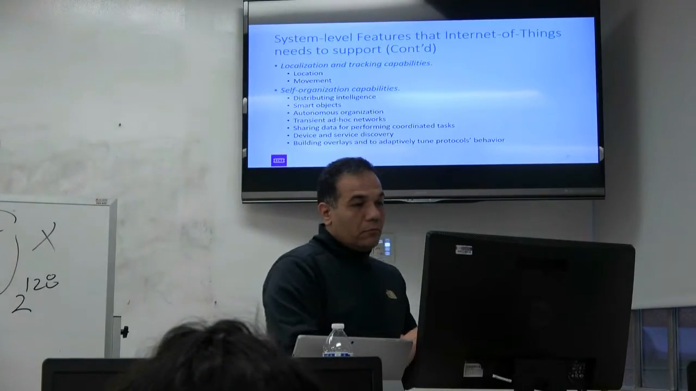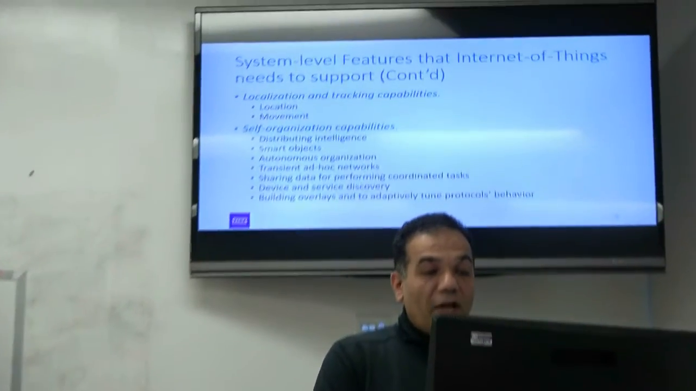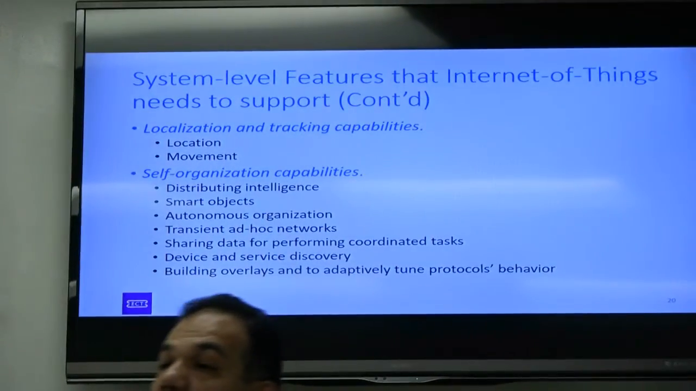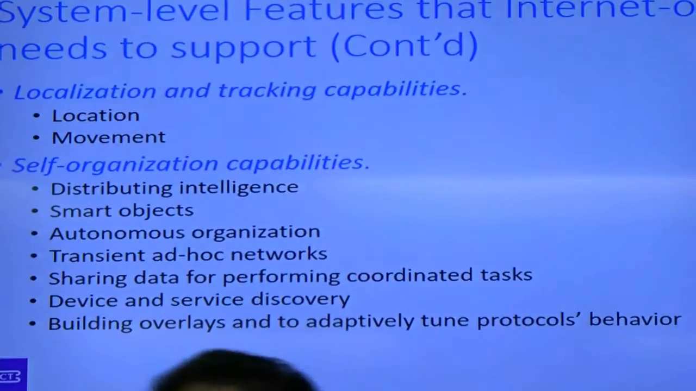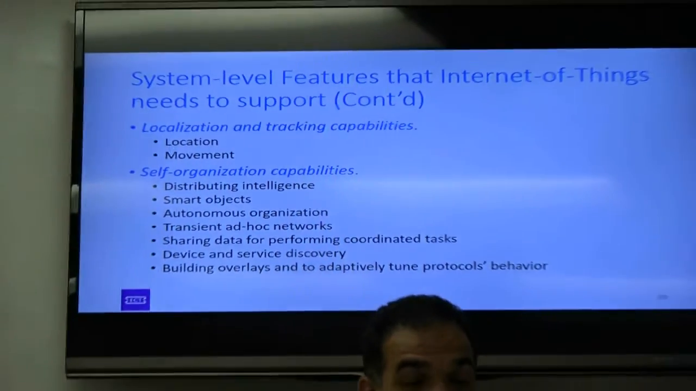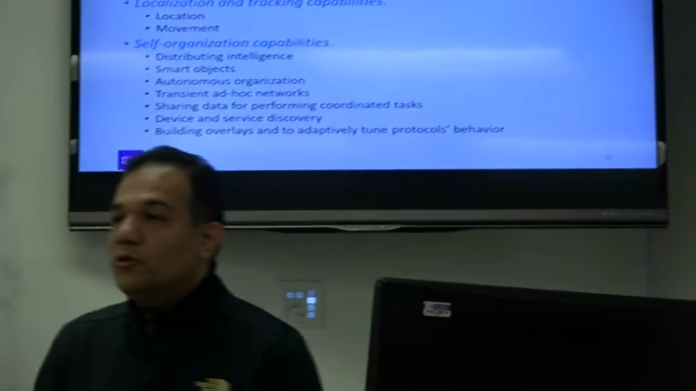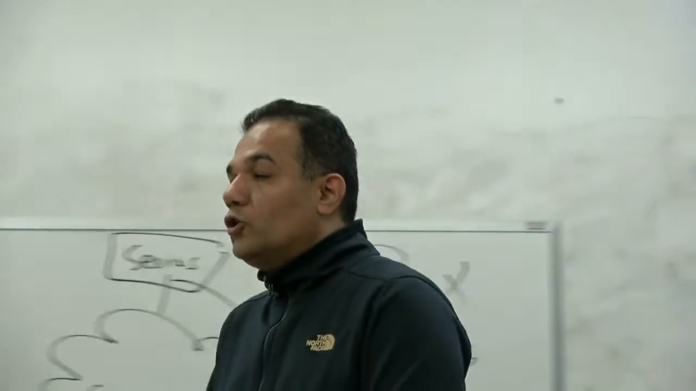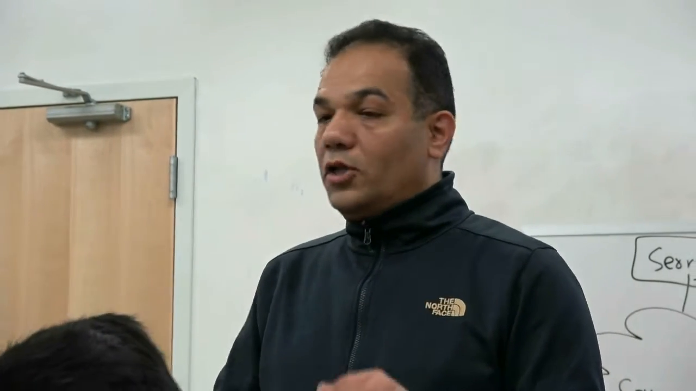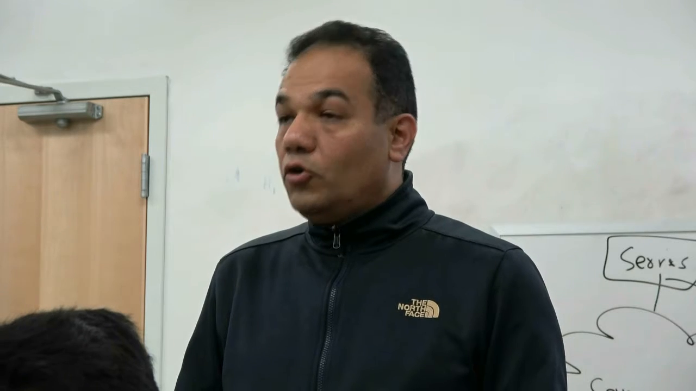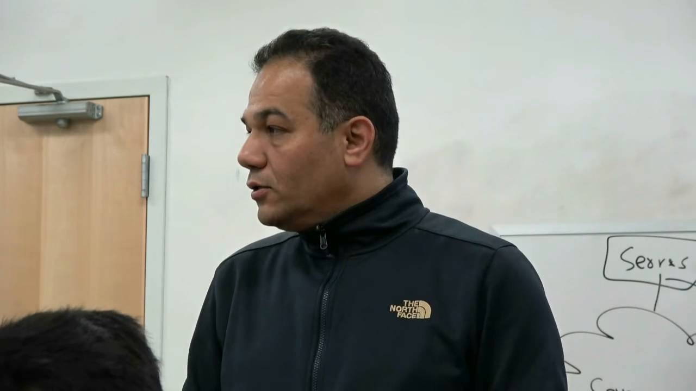Then, localization and tracking capabilities. We need to know the location and track it in most applications. All right. Then self-organization capabilities. That's a very important thing. For example, these computers in here are not self-organized. They are organized and hooked to a network because they are static. They are not moving, right? This computer is connected statically to your network.